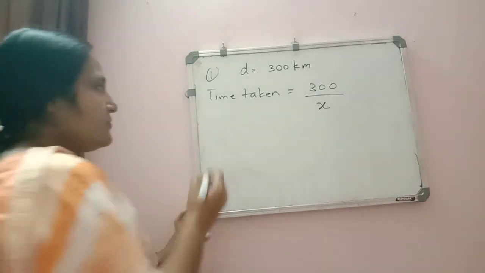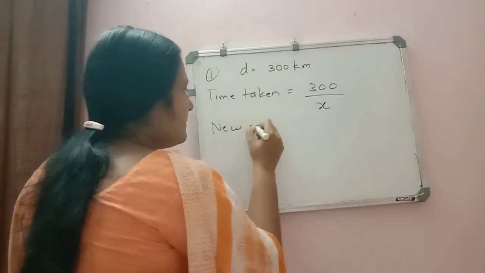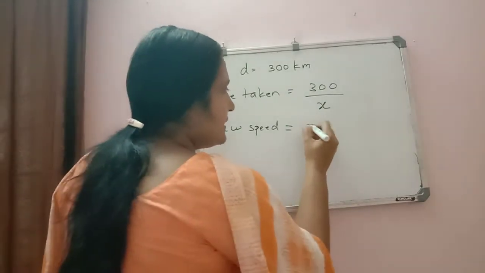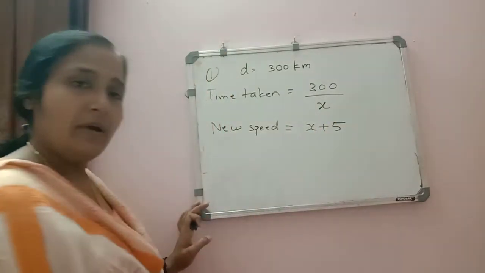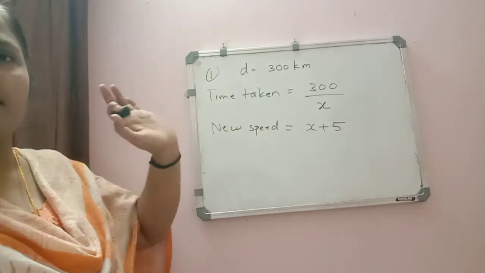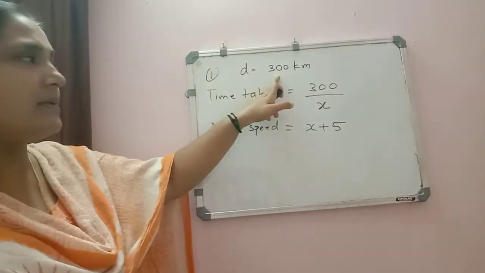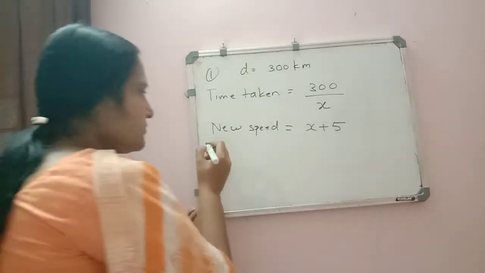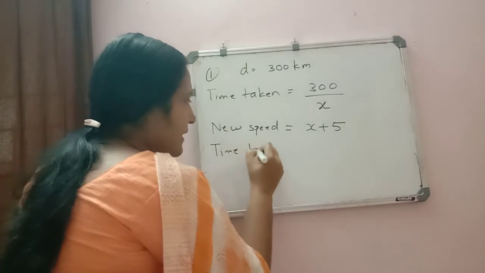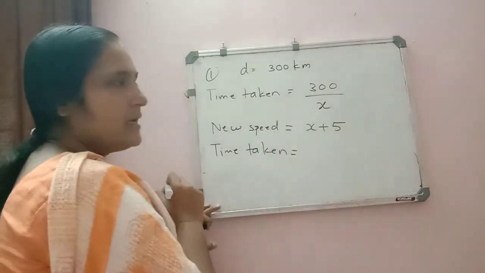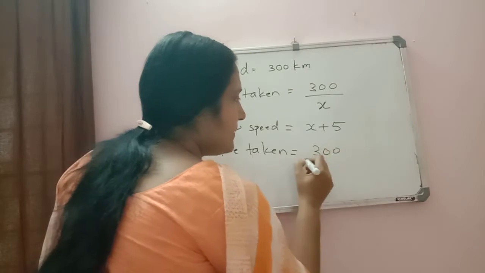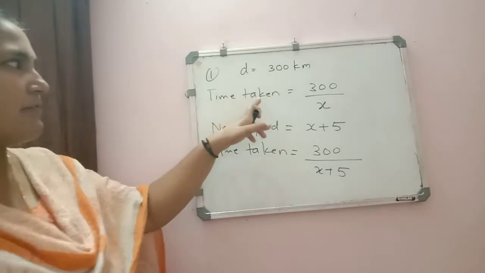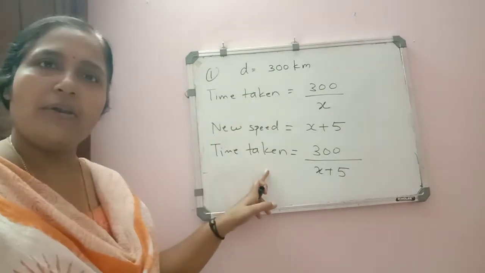Now in the question they gave: if the speed of the train is increased by 5 kilometer per hour. So now we will write down the new speed. Speed is increased by 5, so now our speed will be x plus 5. Distance covered is the same, we have to cover 300 kilometer only. In this case, the time taken will be distance, that is 300, by our new speed x plus 5. So this was our original time taken and this is the new time taken.